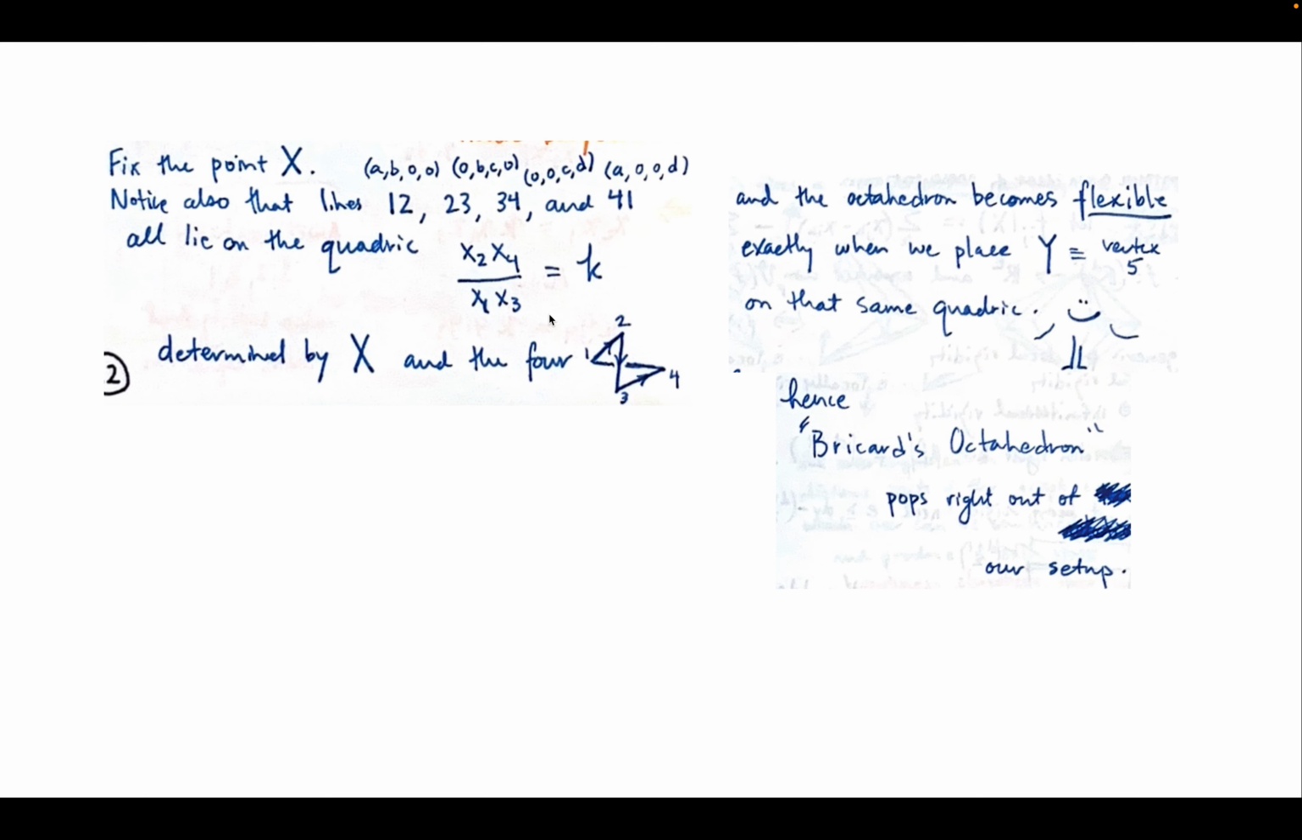And this is usually called Bricard's octahedron, and it's just kind of nice as a finishing example to show how it pops right out of our setup. So even once you determine that the graph is rigid, then there's some interesting things you can do to say, well, what do these equations mean geometrically in this case? It means that the 6 vertices of an octahedron lie on this quadric. And if they do, there is a self-stress and the octahedron becomes flexible.